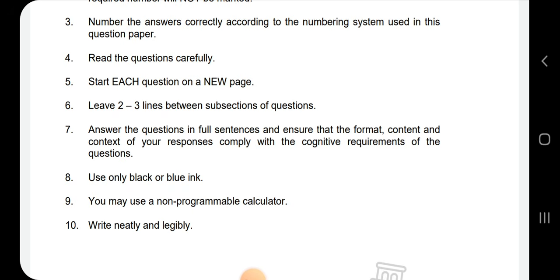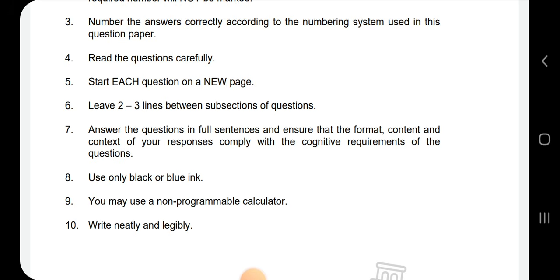So when you say 1.1.1, leave a line in between 1.1.1 and 1.1.2, okay, don't just do the other one after each line. So number 7 says, answer the questions in full sentences and ensure that the format, content, and context of your responses comply with the cognitive requirements of the question. If you are asked to list 2 things, list 2 things. If you are asked to explain, answer in full sentences. Okay, that will award you your full marks. If you don't want to do 1 full sentence, do 2 short sentences.